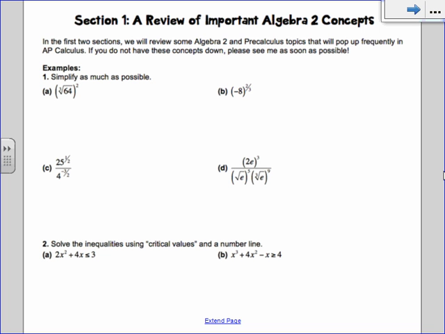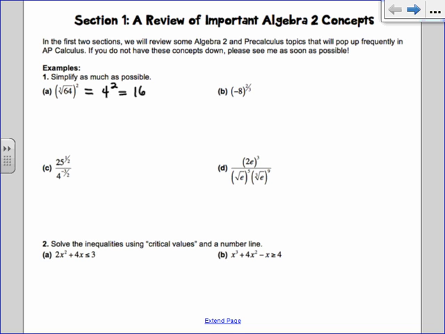Right, so section 1 is a review of important Algebra 2 concepts. The first thing we're going to do is talk about our exponents. When you see something like the cube root of 64 raised to 2, you might also see that as 64 raised to the 2 over 3. So if you see it that way, you know as well. Basically, you start inside the cube root and then raise it to the 2. So the cube root of 64 is 4, squared, and 4 squared is 16.